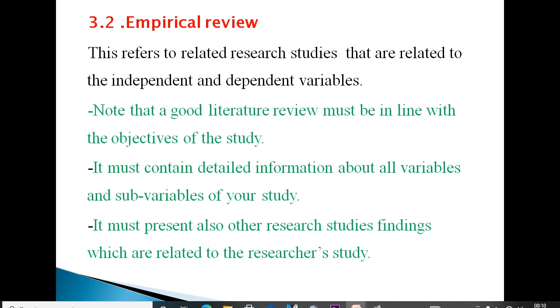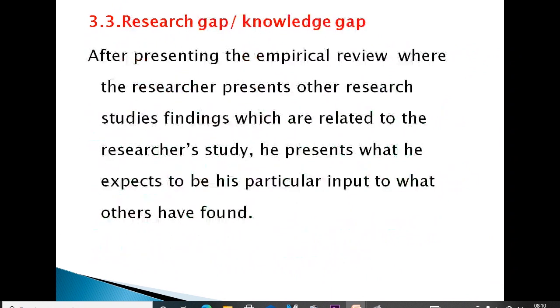So the literature review which fulfills the three criteria is really a good literature review: to be in line with the research objectives, to contain detailed information about all variables and the sub-variables of the researcher's study, and to present other research studies' findings which are related to the research under study. These are the three conditions for a good literature review.